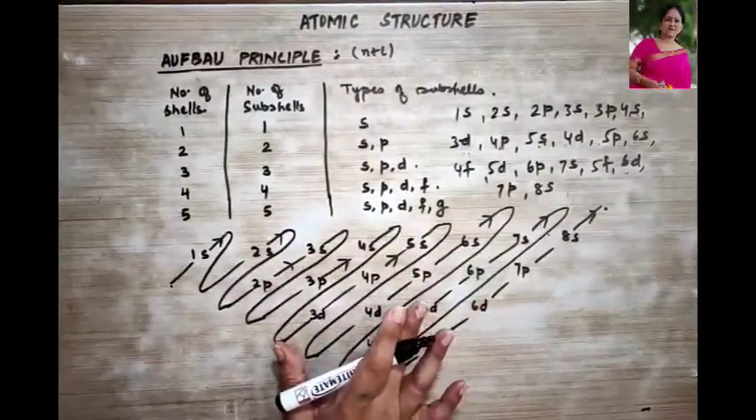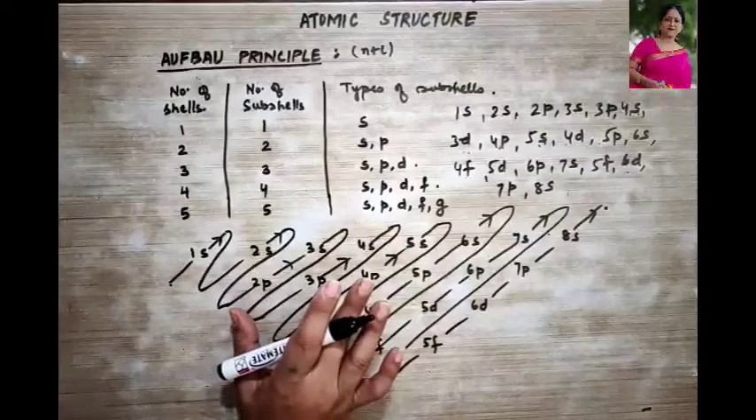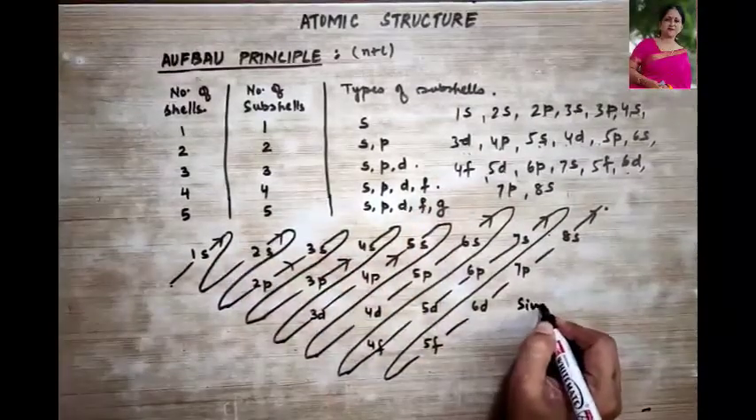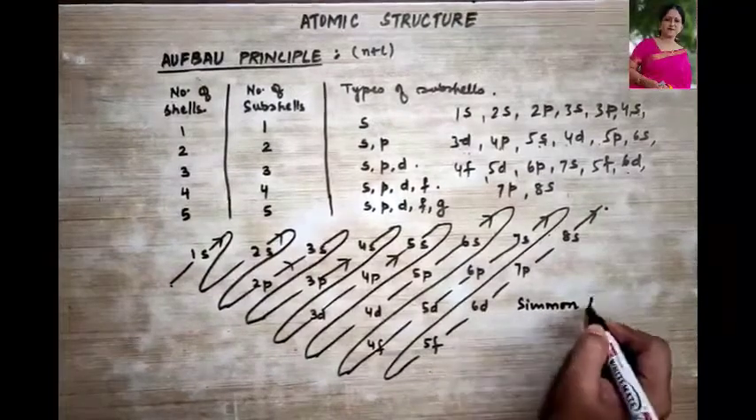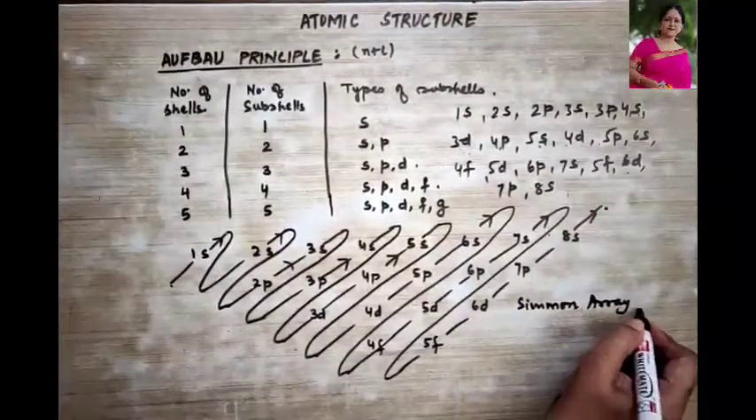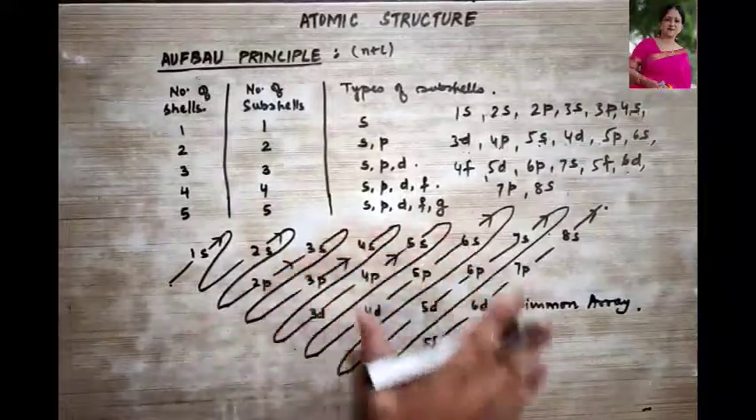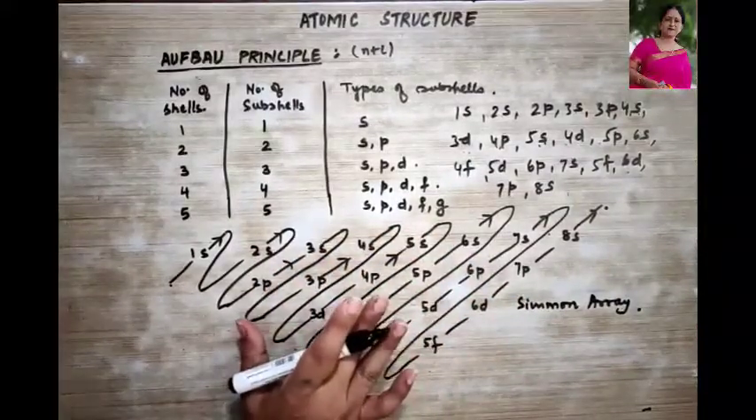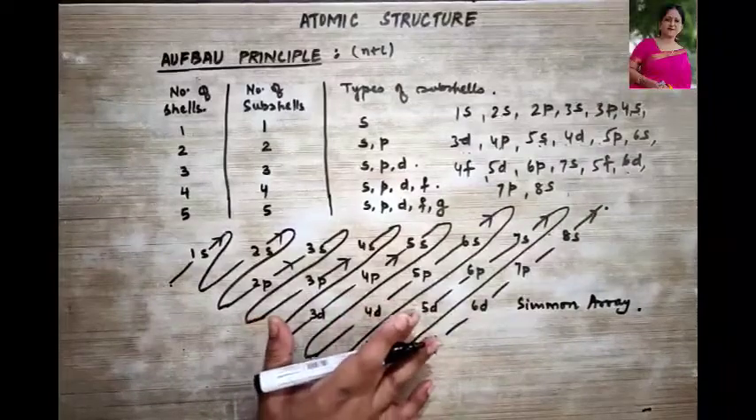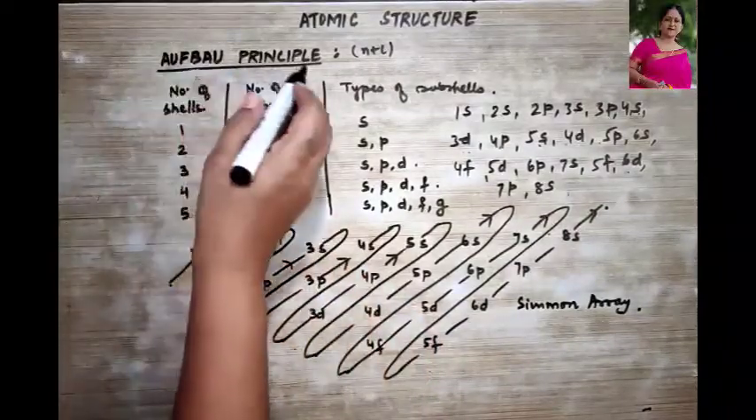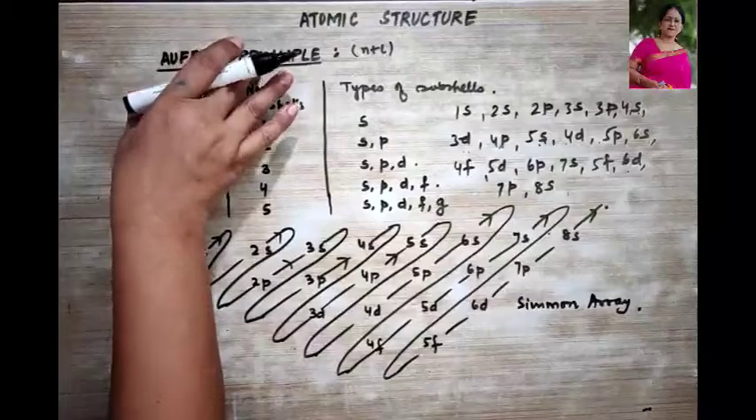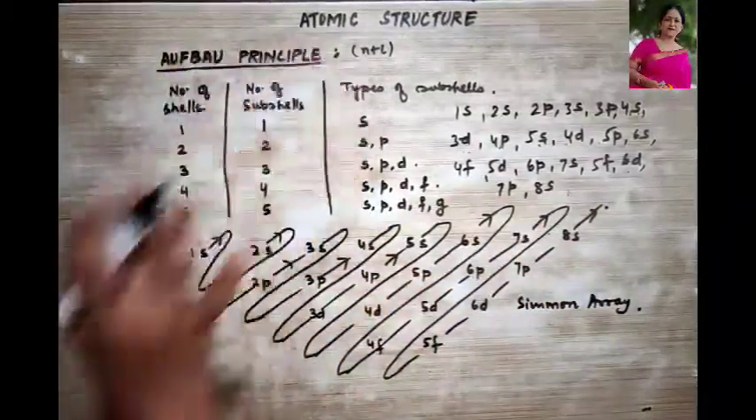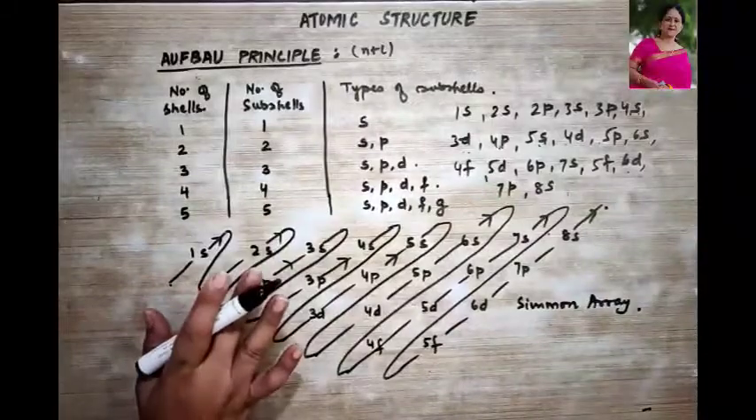So this is called Aufbau's principle, and this array is called Simon's array because he had compiled all this together. This was given by Bohr, and therefore it is also called the Bohr-Bury principle and also termed the Aufbau principle. Why? Because the word Aufbau means building up. So building up the whole sequence, therefore it is called Aufbau's principle.